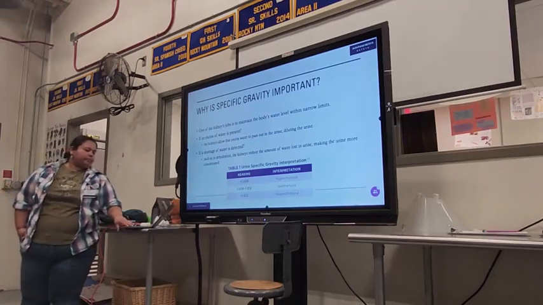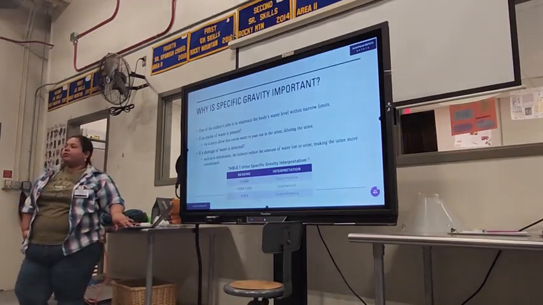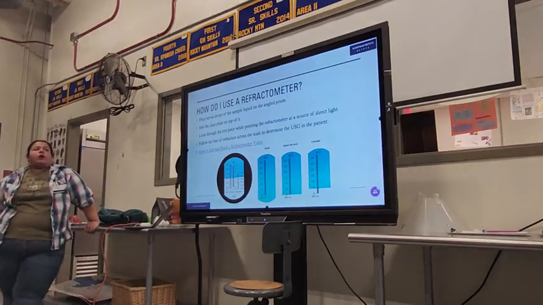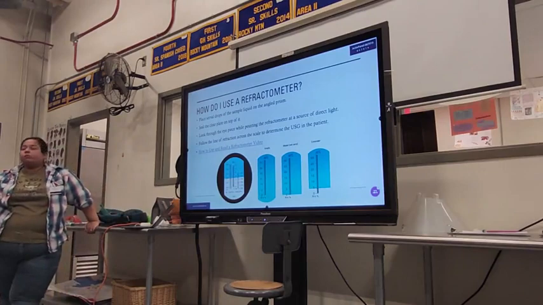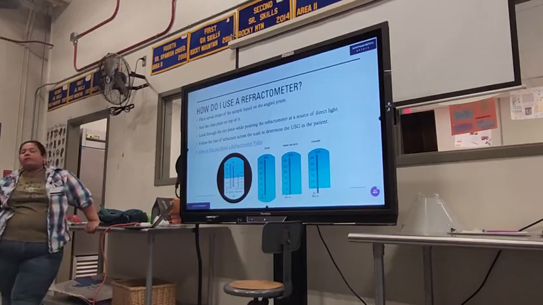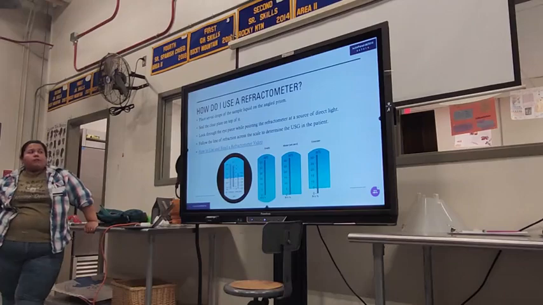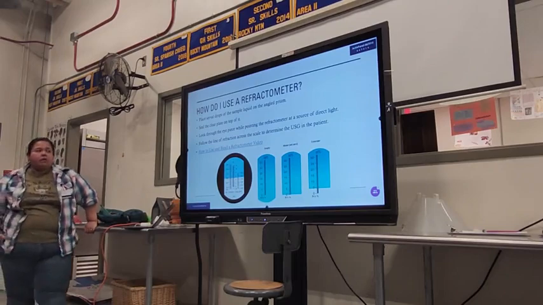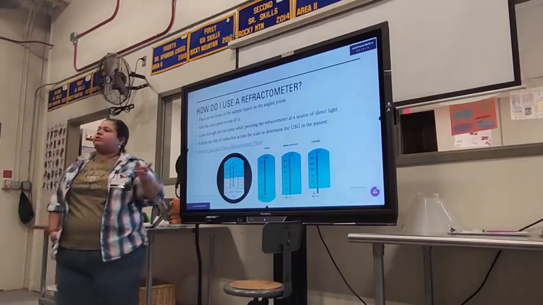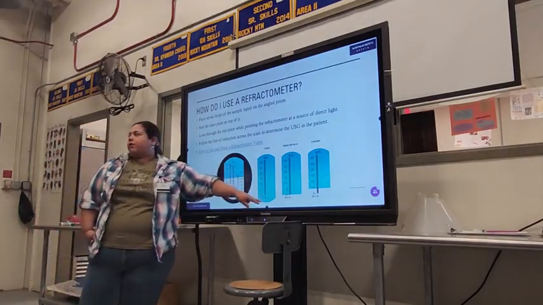Okay? So let's move to how to use a refractometer. Like I said, you're going to place several drops of the sample liquid on the angled prism. You seal the clear plate on top of it, and you look through the eyepiece while pointing the refractometer to a direct light source. And you follow the line of refraction across the scale to determine the specific gravity in the patient. Now, as many of you have already seen, when the refractometer is empty, it's going to be all blue.